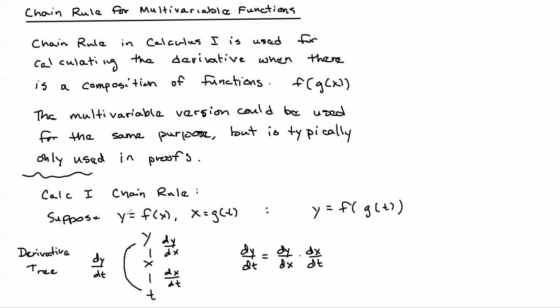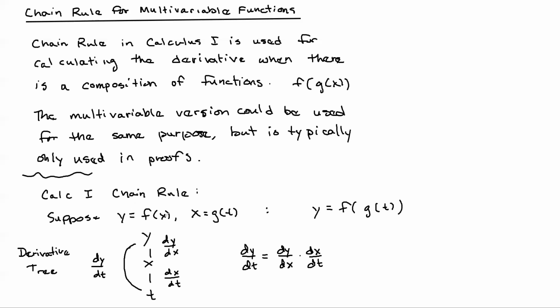What you're going to do is start with the final variable that your result is going to be in terms of. If we plugged a number in for t, we would find x, and then we would take that x result and plug it in here, and then we would use that to find y. So our result is going to end up being in terms of y. That's the final variable, and it goes at the top.